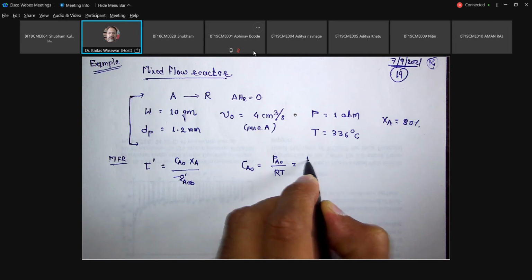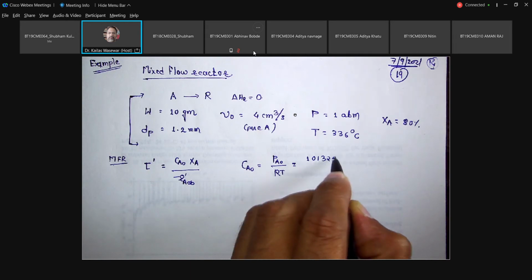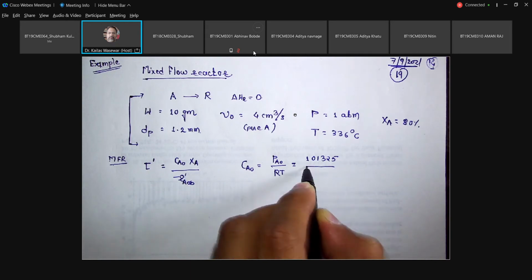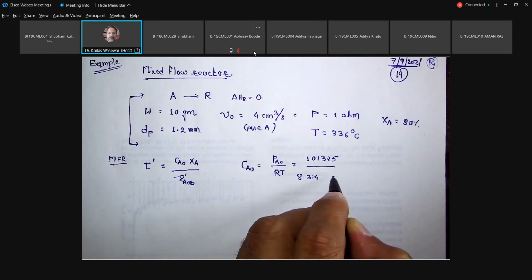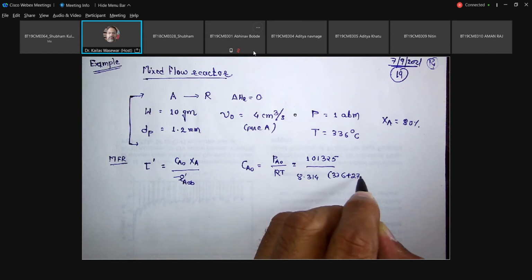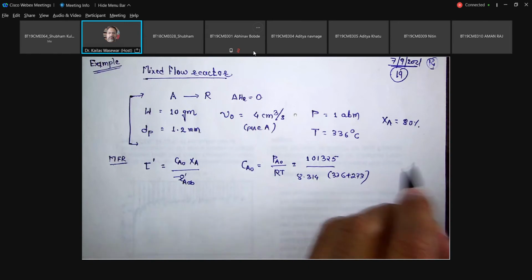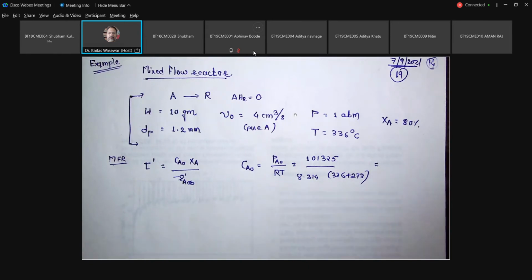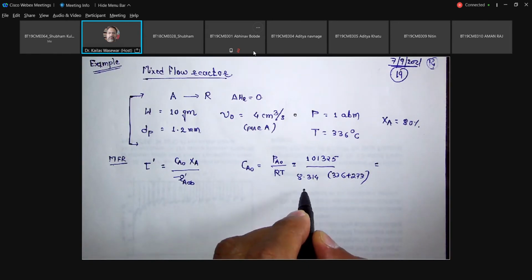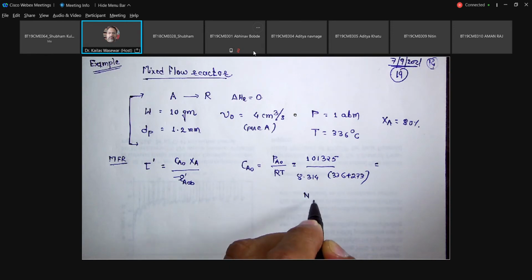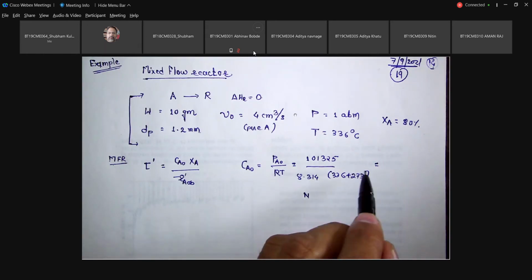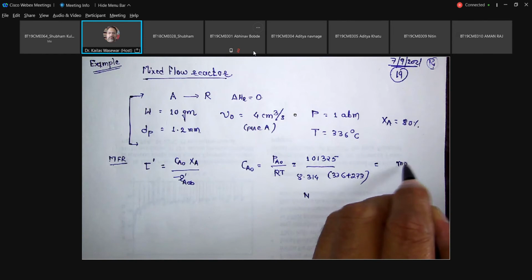So 101325 newtons per meter square. R is 8.314, and here the temperature is 336 plus 273. So you will get the moles per meter cube. So it has the unit of what? Newton. What is the unit of this one? So accordingly, this will be in the mole per meter cube.